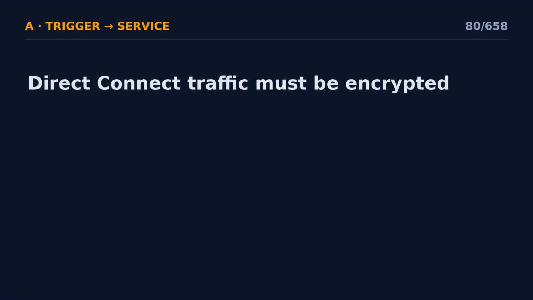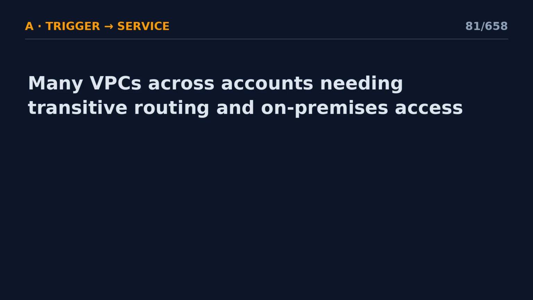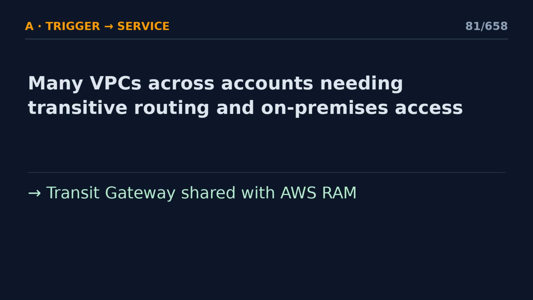Direct Connect traffic must be encrypted. Answer: Run a site-to-site VPN with IPsec over the Direct Connect connection. Many VPCs across accounts needing transitive routing and on-premises access. Answer: Transit gateway shared with AWS RAM.